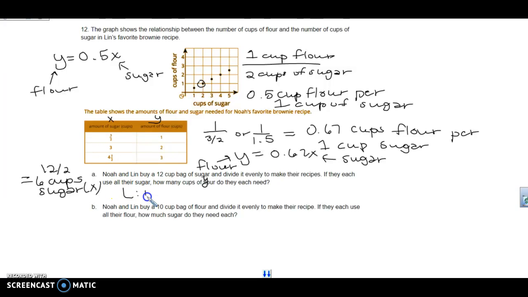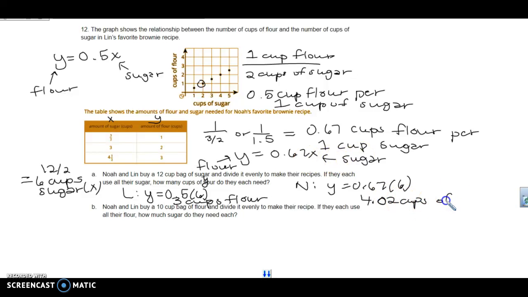So for Lynn, we're going to have y equals 0.5 times 6. And then for Noah, we're going to have y equals 0.67 times 6. When you multiply 0.5 times 6, that's going to give you 3 cups of flour. And then 0.67 times 6 is going to be 4.02 cups of flour. So we can see that Noah uses more flour when he's cooking his brownies than Lynn does.